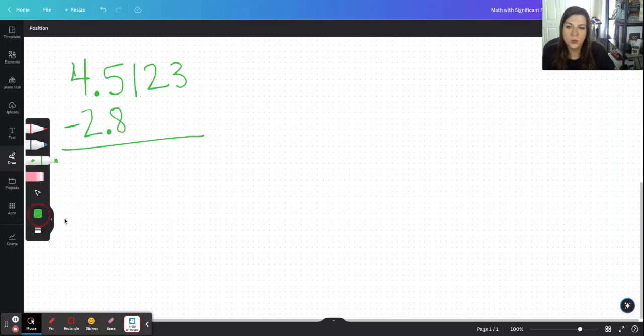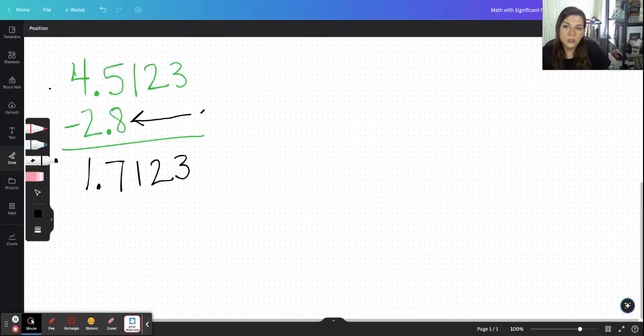So if we have this 4.5123 and subtract 2.8, again, we're going to put this in the calculator, and with subtraction, you'll probably see it a little bit better. Okay, the calculator is telling me 1.7123. I want my answer to have the fewest number of digits behind the decimal. It needs to match whichever measurement that is, and that is the 2.8 with just one number behind the decimal. So I need to get my answer to have one number behind the decimal.